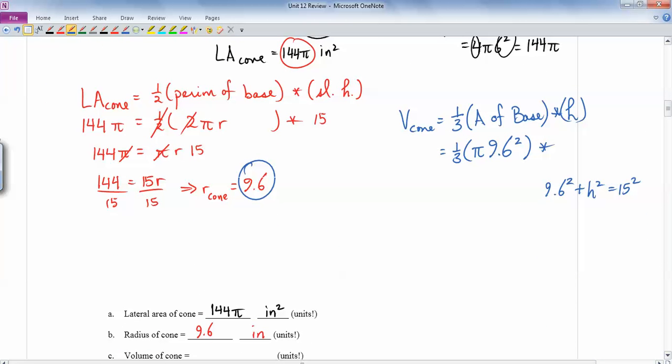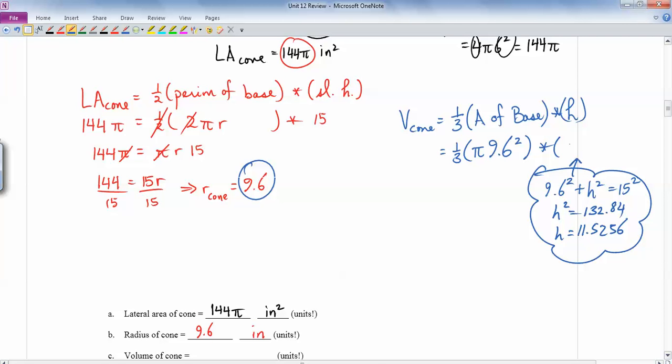So what does that turn into? If we get h squared by itself, 15 squared minus 9.6 squared is 132.84. And then if you take the square root, 11.5256. So that goes here, 11.5256. And if you multiply all that out, you get 1112.333 inches cubed.